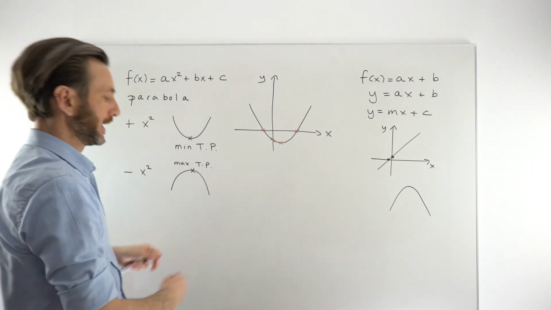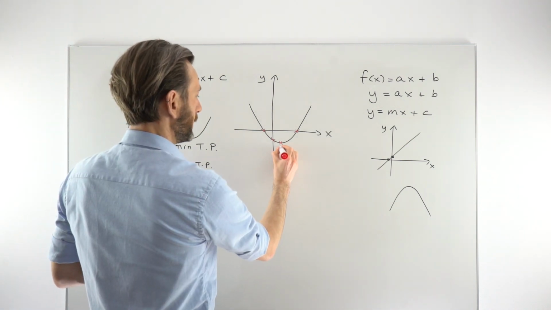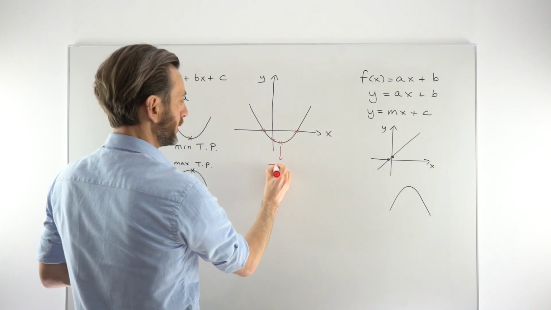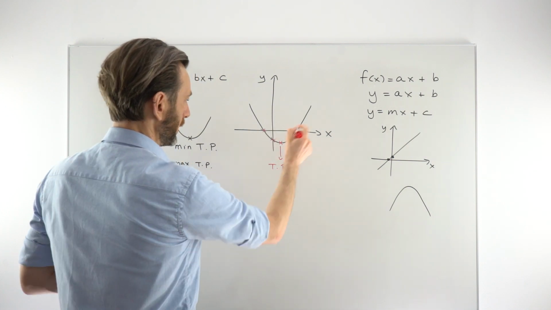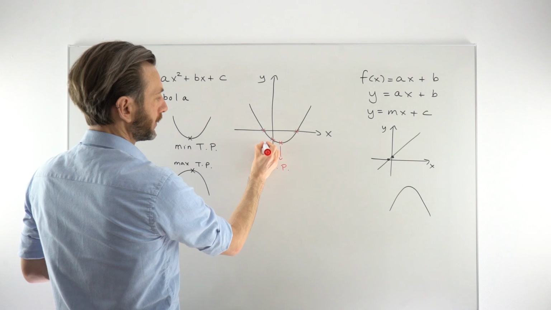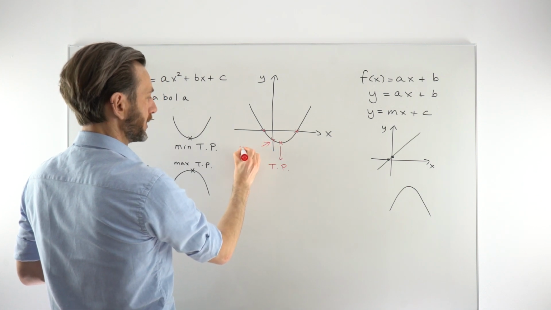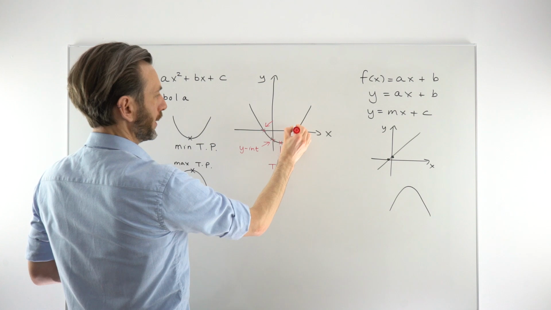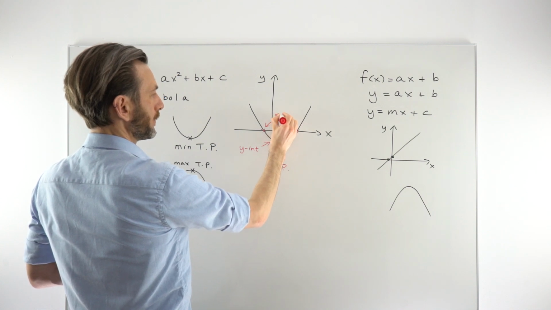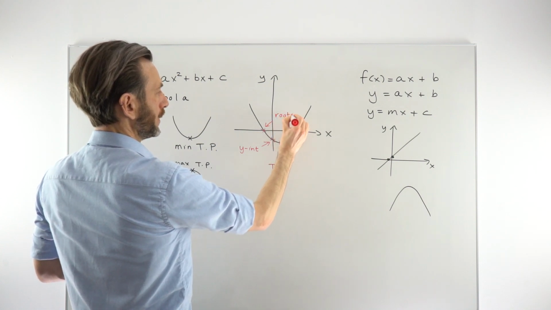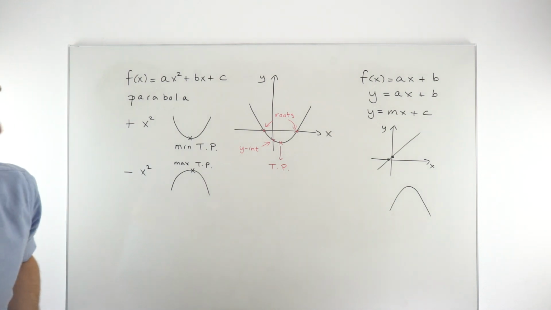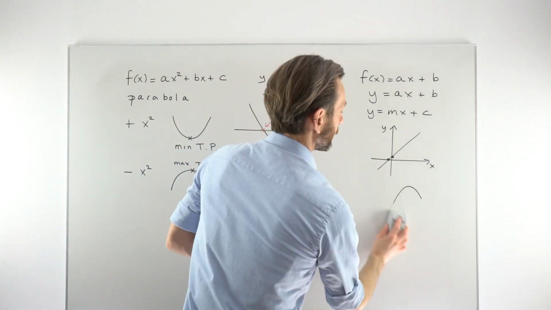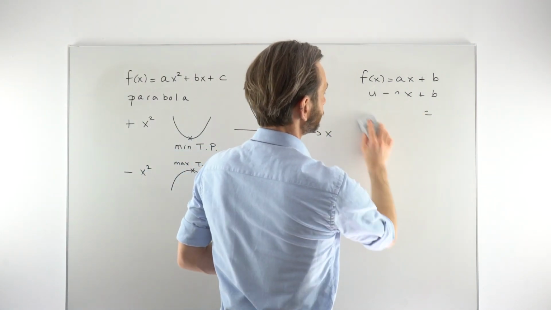Just to put some labels back on this graph, this here was the turning point. In the case of this one, it's a minimum turning point. This here was the y-intercept. And then these here are called the roots. Okay, so there are a few variations of that as well. Let me just show you some examples over here.